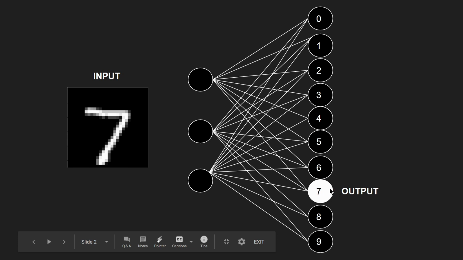Because this is 1 and it's the greatest value, that means our neural network is most confident in this neuron being the correct answer. And indeed it is, because the image does represent a 7. Our goal in a neural network is to make all the other outputs as low as possible and make this one the highest value.